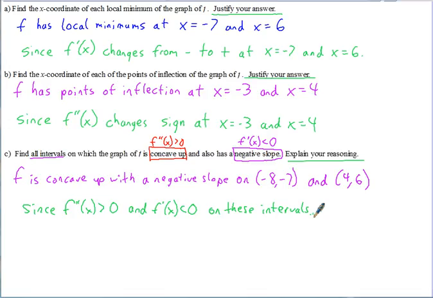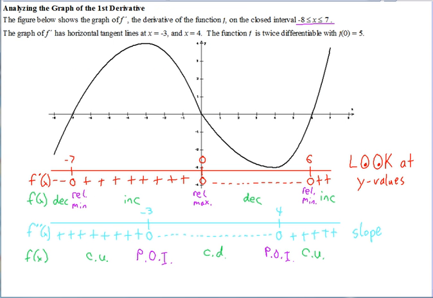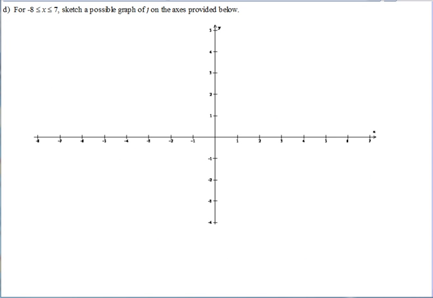Now let's take a look at how we can actually sketch a possible graph of f on the axis provided below. Again, from just negative 8 to 7. So if we go back to our first derivative, there is one point we know on the original function, and that's right here. It says f of 0 is 5. So what that's giving us, as we know for sure, the point (0, 5) is on the graph of the original function. So let's start with that. Put that right there. But that's the only point we know for sure.